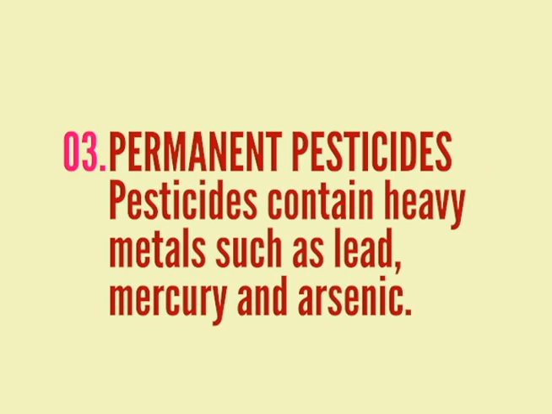Number 3, permanent pesticides. These are pesticides that contain heavy metals such as lead, mercury, and arsenic. These chemicals do not decompose into harmless substances. They accumulate in the bodies of animals and humans permanently.